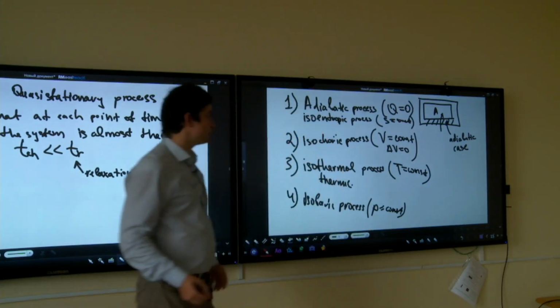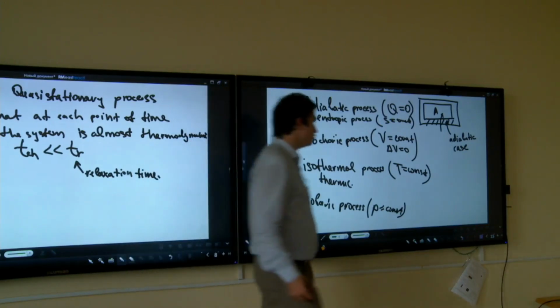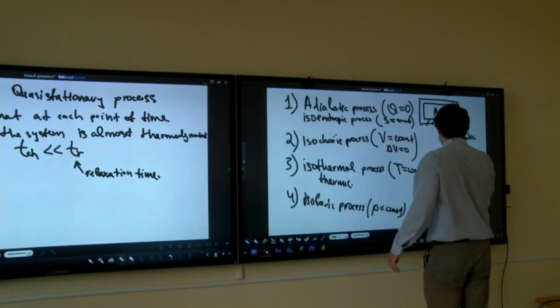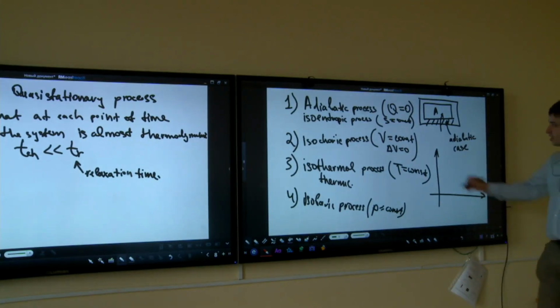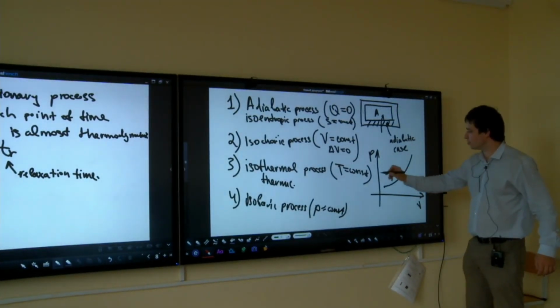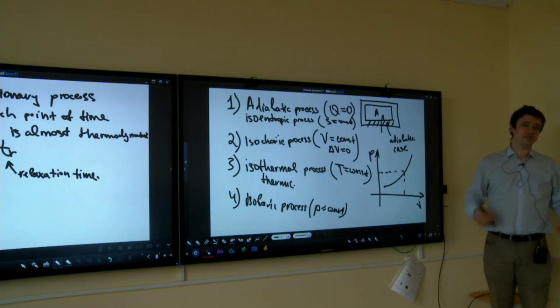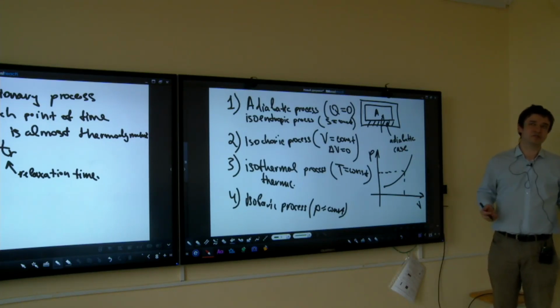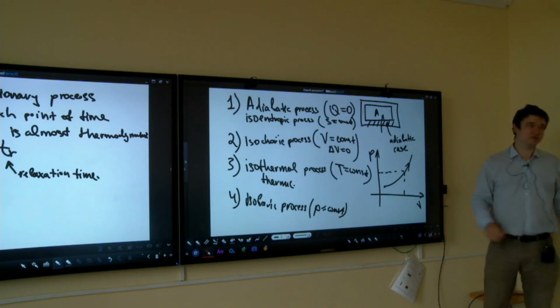Okay, and of course, when I write down all of these processes, I assume that my system is quasi-stationary, and that means that at any point of time, my gas can be described by a pair of variables, pressure and volume. Of course, if a non-equilibrium process happens, or a fast process which is not quasi-stationary, then this picture is no longer valid.